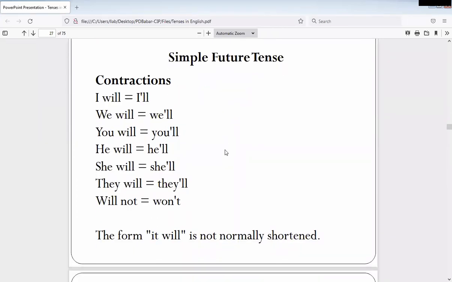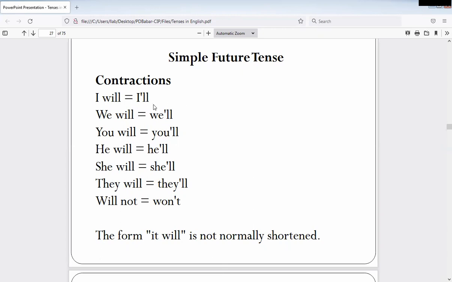Contraction means what? Making short. Shorten the form of the verb. So I will becomes I apostrophe double L, I'll. We will. So for writing purposes, for making our efforts less, we are using this type of contractions.